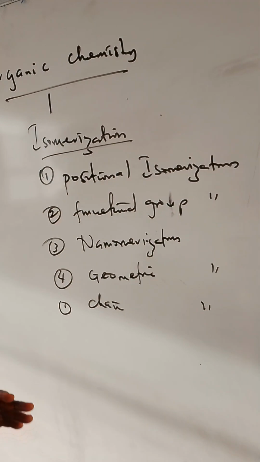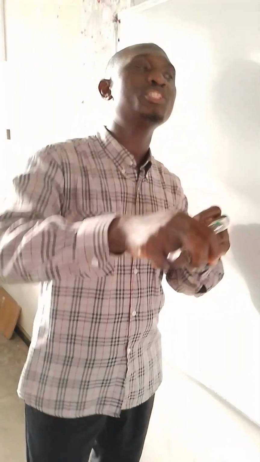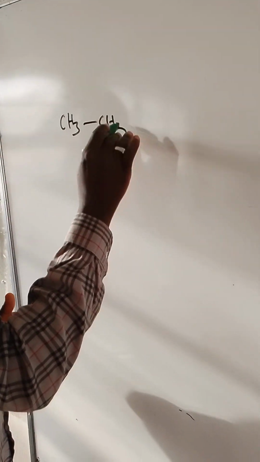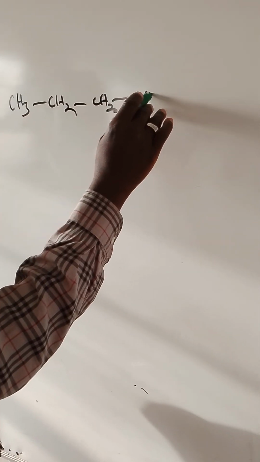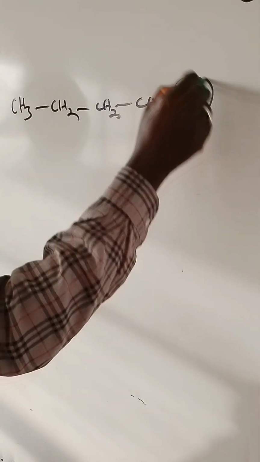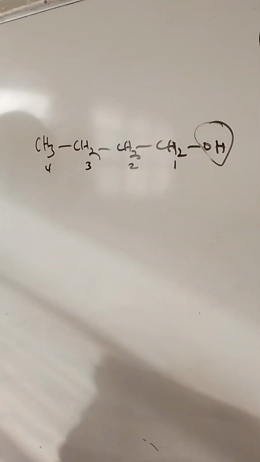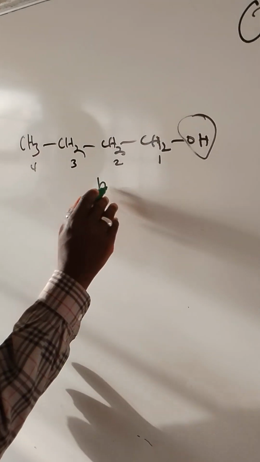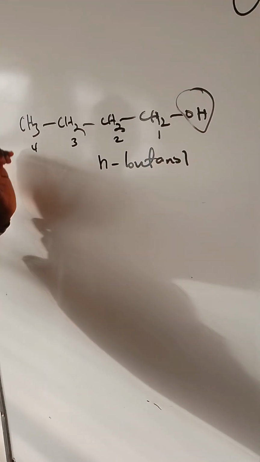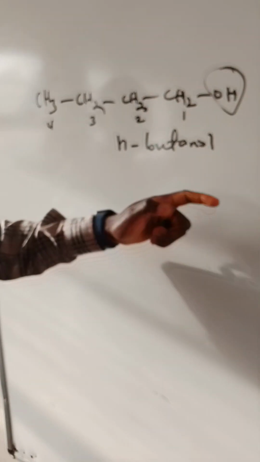Positional isomerism is the type of isomerism where the position of the functional group is changed. For instance, if you have CH3, CH2, CH2, CH2, and OH, if you want to name this compound, this is a family of alcohol, and you have to start from here: 1, 2, 3, 4. This is butane. This is what we call n-butanol because of the OH. Normally it's butane without OH, but when we have OH we call it n-butanol or butanol.